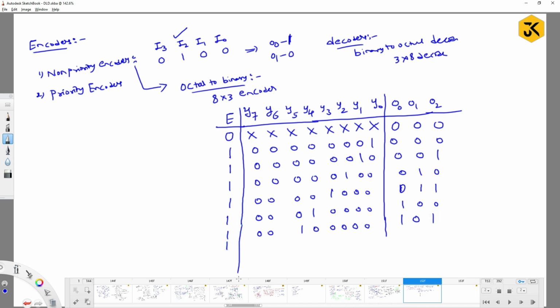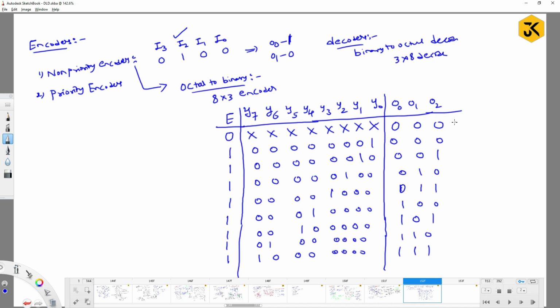With the enable circuit on, 0, 1, 0, 0 followed by zeros, you get 1, 1, 0. With the circuit enabled and 1, 0, 0 followed by zeros, you get 1, 1, 1. So this is the way you can use an 8x3 encoder to convert octal to binary. Right? Now what you have to do?